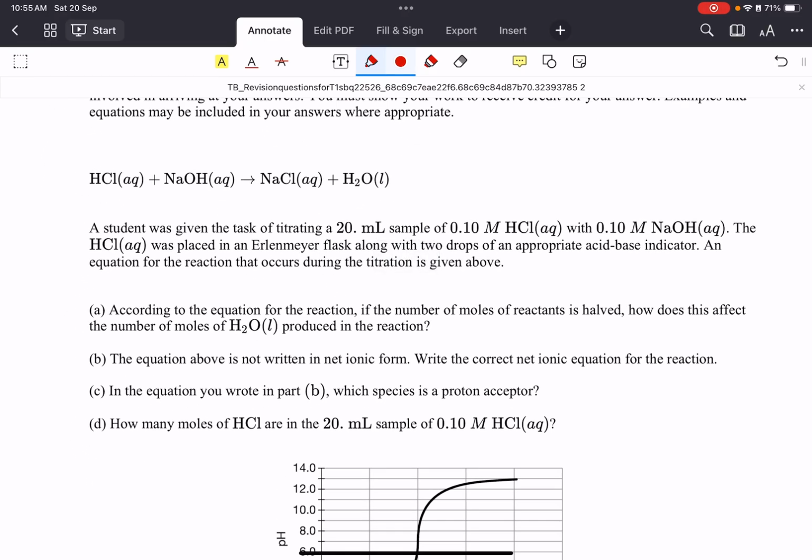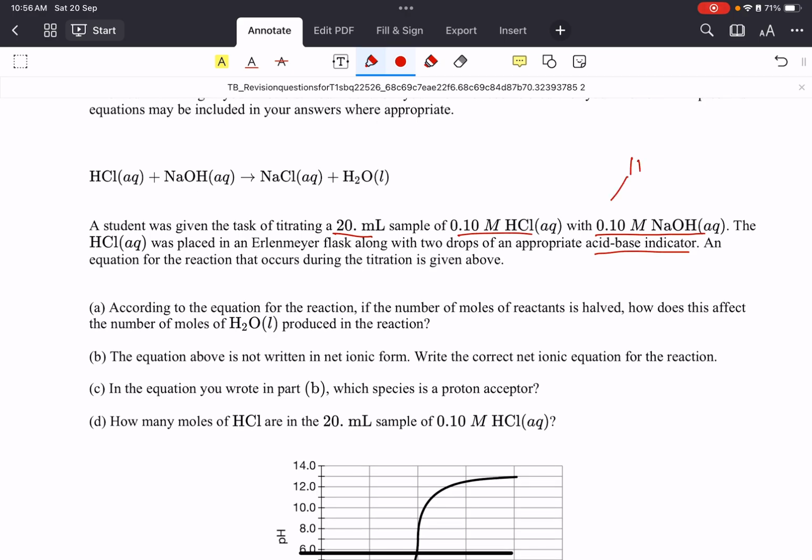So let's begin with this question. HCl and NaOH yield NaCl and H2O. That's a neutralization equation between a strong acid and a strong base. A student was given the task of titrating 20 milliliters of a strong acid with a 0.1 molar strong base. The HCl was placed in an Erlenmeyer flask along with 2 drops of an appropriate indicator.